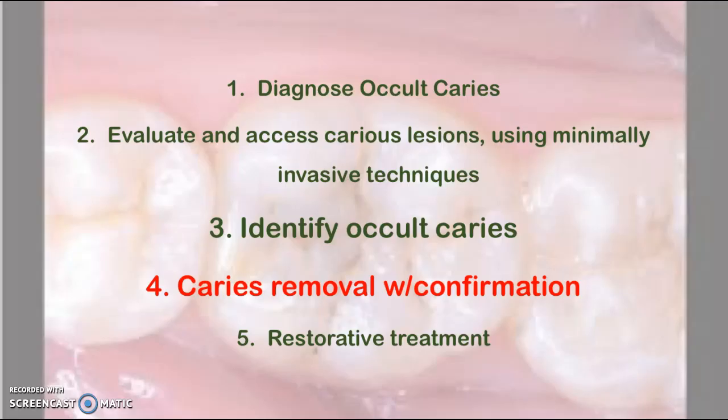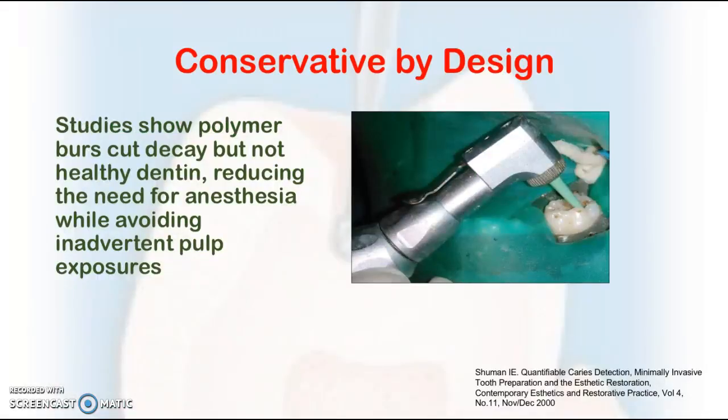And now that we have removed the caries, how do we reliably know mid-course that we're doing it right and all caries has been removed? So that's the fourth step, caries removal with confirmation. So the right minimally invasive way is to use a polymer smart burr to remove caries. And the advantage, no need to anesthetize the tooth.